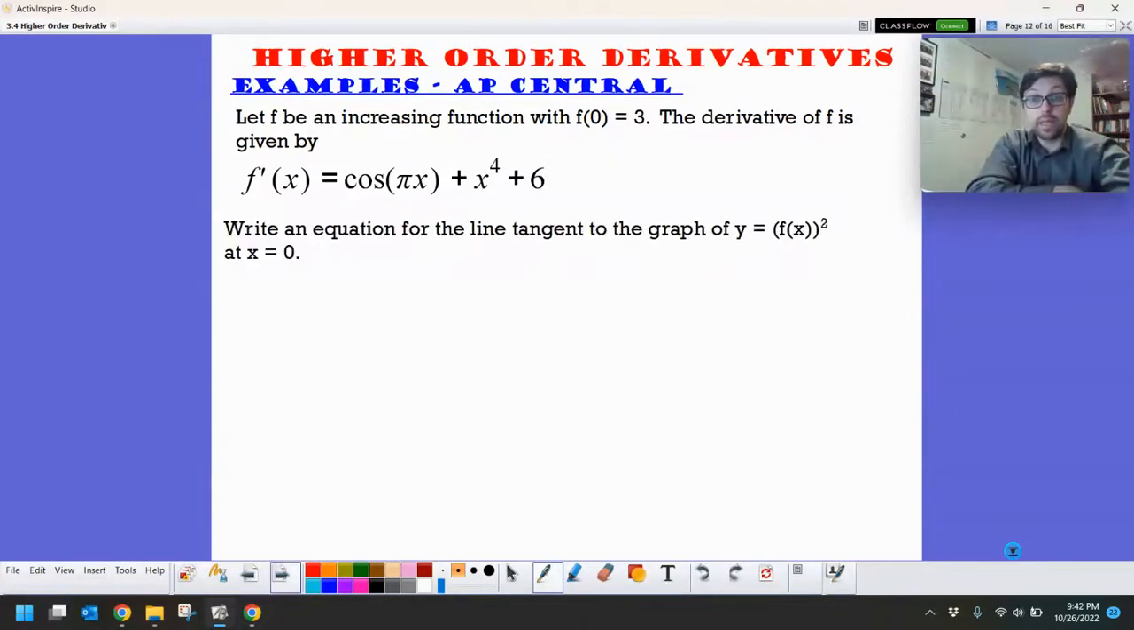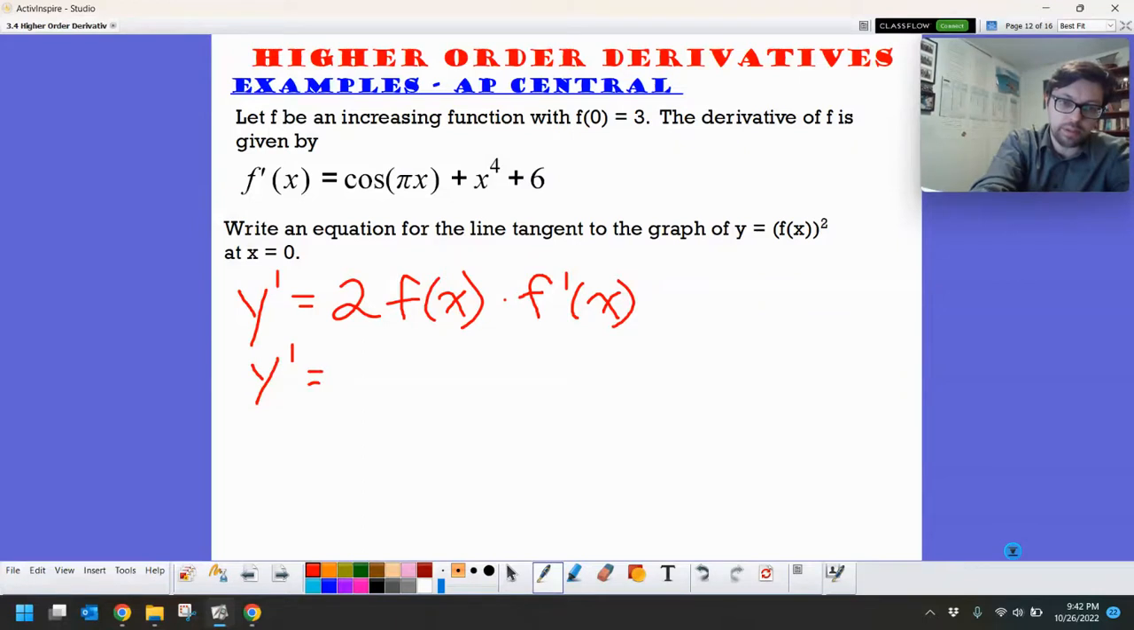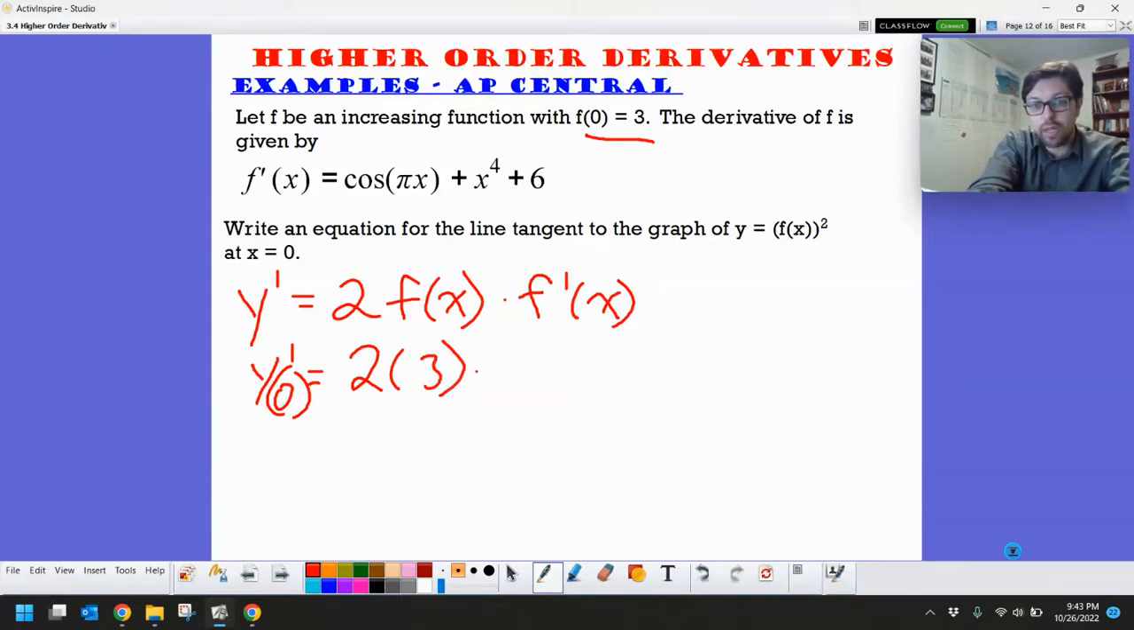Huzzah! In this example, I want to write the equation of a line tangent to the graph at that point. So I need to figure out what y prime is going to be. Well, it's got this weird composition, so I don't quite know what's going on with that. But I do know how to find the derivative of a composition. I would use my chain rule. So I do the derivative of the outside times the inside, with the regular inside, multiplied by f prime of x. Then we want to find this at 0, so y prime of 0 is 2 times f of 0. They told me that up here. It's 3. So that's 3 multiplied by f prime of 3.